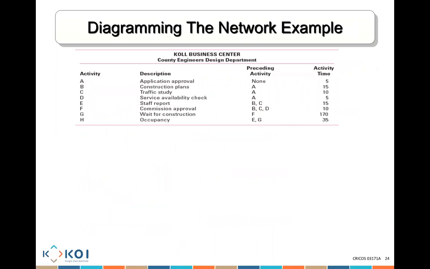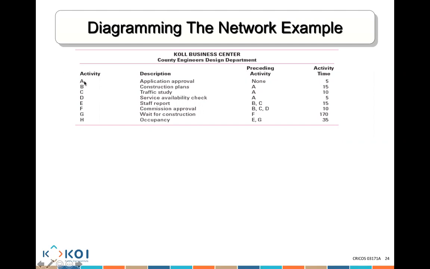Look at this example. I have activity A, B, C, D, E, F, G, and H. I have a description for each activity, and I have a preceding activity. What is a preceding activity? Preceding activity is telling me what activity should happen before that activity.